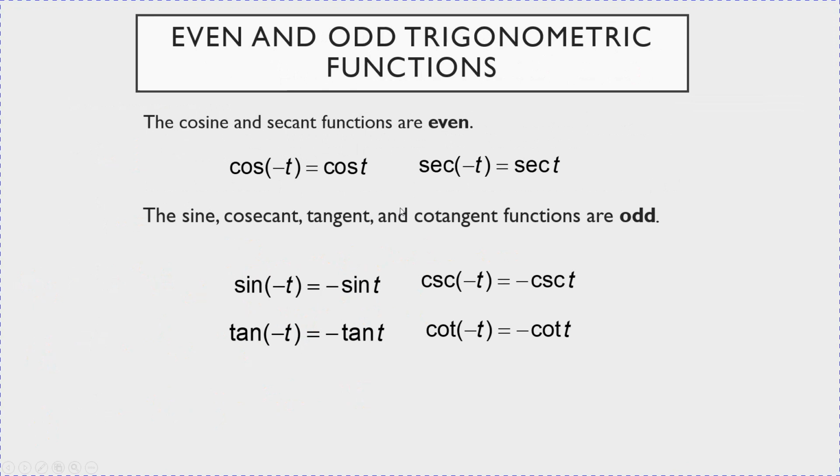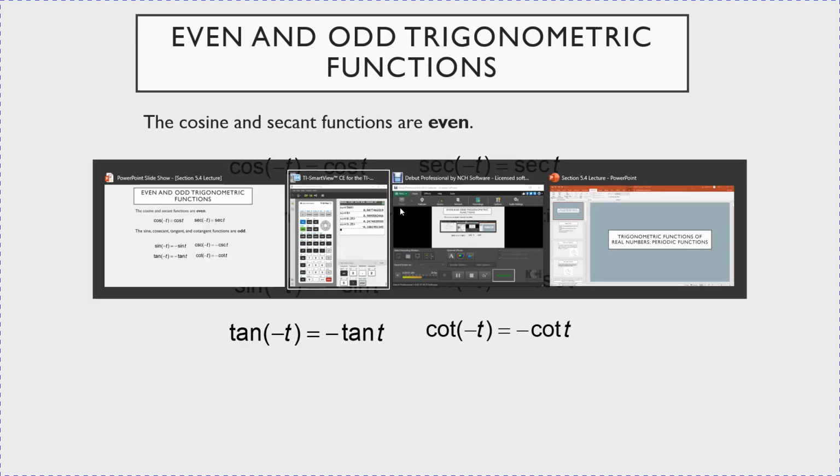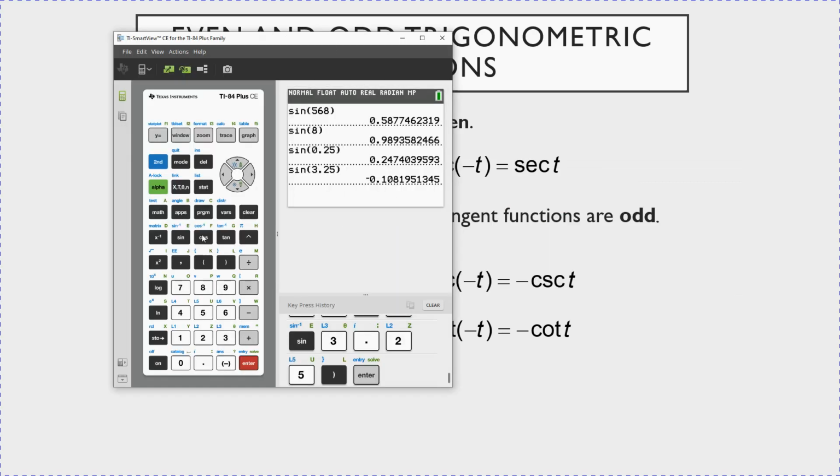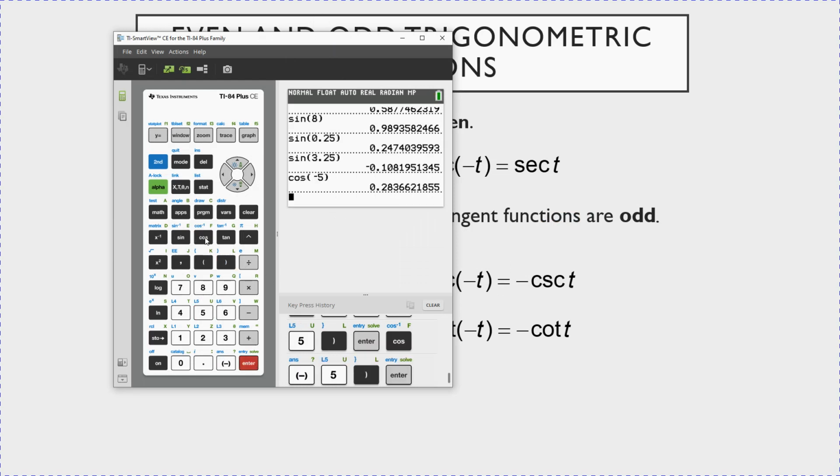Before we get to periodic functions, I want to talk about even and odd trig functions. It turns out that cosine and secant are what are called even functions. Cosine of negative t is equal to cosine of t, and secant of negative t is equal to secant of t. For example, if you take cosine of -5 and cosine of 5, you get the same thing.